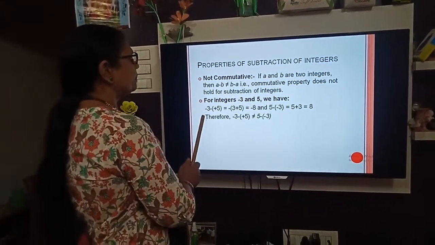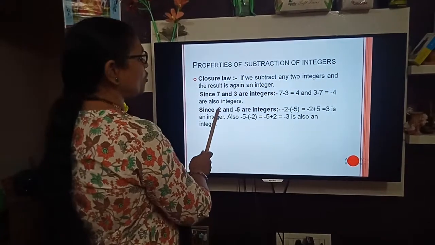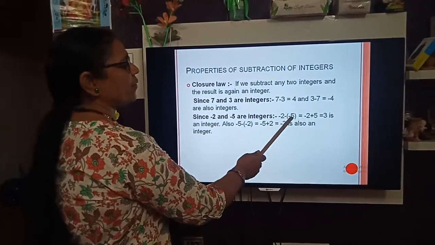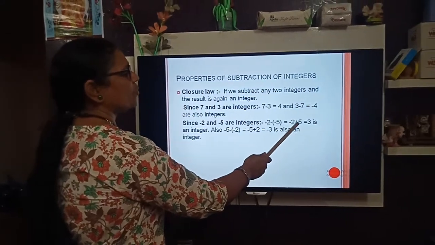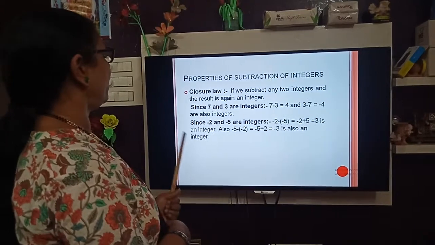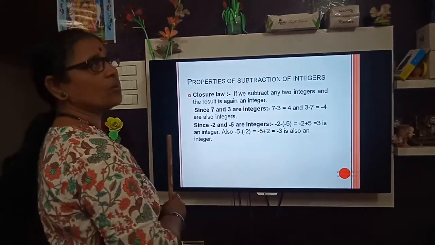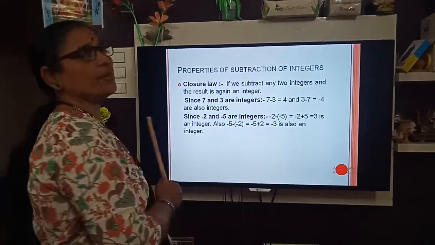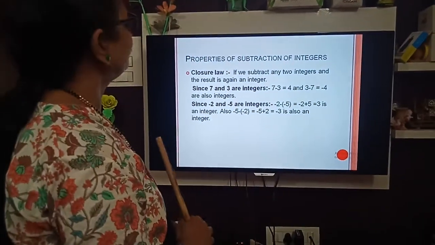Then since minus 2 and minus 5 are integers, minus 2 minus of minus 5 is minus 2 plus 5, which is 3, and 3 is an integer. So with all these examples we conclude that the closure law is satisfied for subtraction of integers.